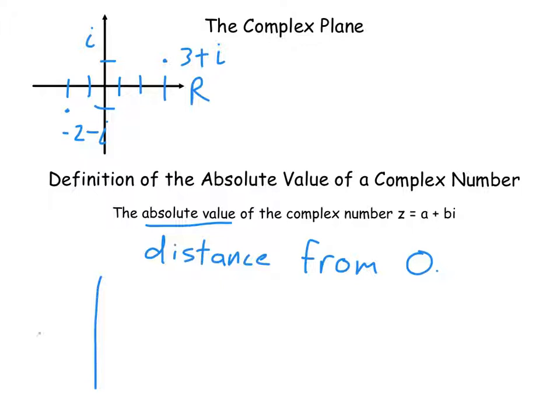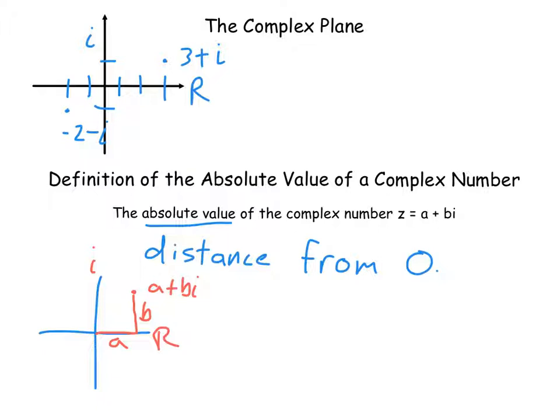So now if we relate this to a complex number, we're not going to change the definition one bit. It's still a number's distance from 0. So here we have our complex plane. Here's the real. Here's the imaginary. And then let's just say, here we are, right there: a plus bi. So a comes first, that's the real component. b is the imaginary. So there's a and b.